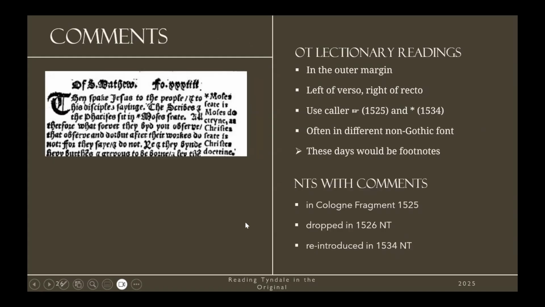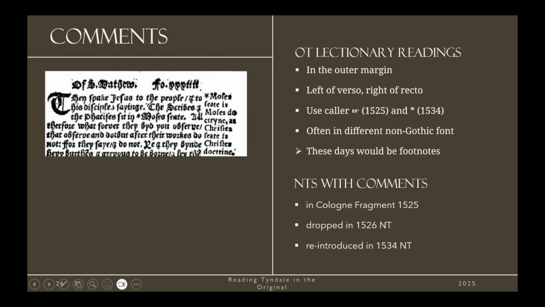He also puts in comments. In the fifth, he had some comments. In the 1525 Cologne fragment, there are a lot of comments. And so that 1525 New Testament, and I hope one day someone might find one, it's tantalizing to think that would have had a lot of comments in. But then in 1526, I think to get it out quicker, he just cut them out. And then 1534, he's put them back in or put in different ones. And so you get comments in the outer margin. And what's interesting, can you see it's a slightly different font?